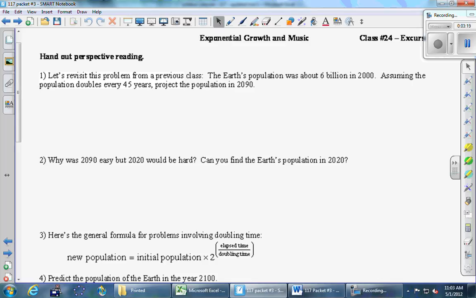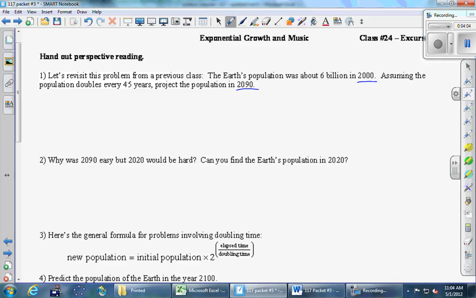Okay, so we'll go to number 1. It says we're going to revisit a problem. I think I actually skipped this problem. So for the first time, we're going to take a look at number 1. We'll go all the way back to Doug. Okay, so Earth's population was 6 billion, and we're going to assume it doubles every 45 years. So between 2000 and 2090, how many doublings will have occurred? 2 doublings, right? Because you can squeeze 2 45s into the 90 years that we have available.